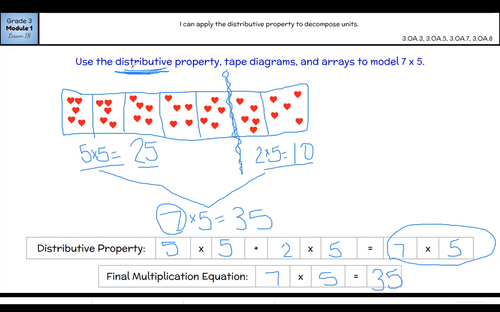Okay, so we did a distributive property. We did our tape diagram. Now we have to do an array. So to model 7 times 5, let's see, I'll use X's. So I'm going to go 1, 2, 3, 4, 5, 6, 7 rows with 5 in each row. 1, 2, 3, 4. Now I only have to put 4 here because this one's already here. 1, 2, 3, 4, 5.